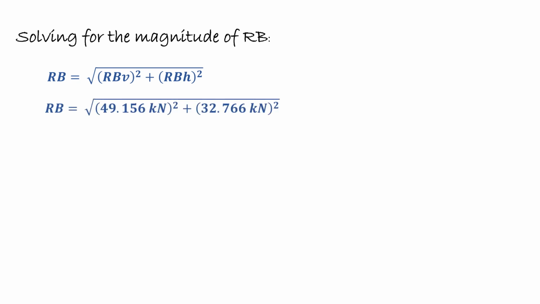So now we're going to solve for the magnitude of RB. So RB is equal to the square root of RBV squared plus RBH squared. Substituting, we found out that RB is equal to 59.076.